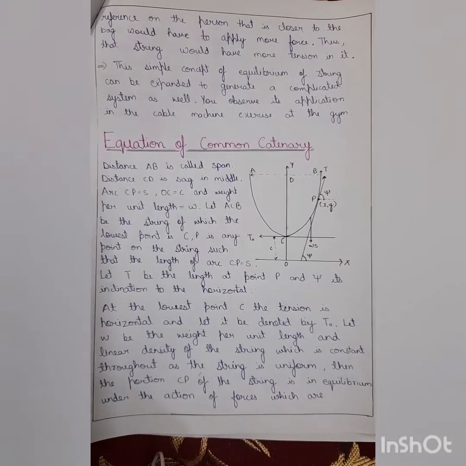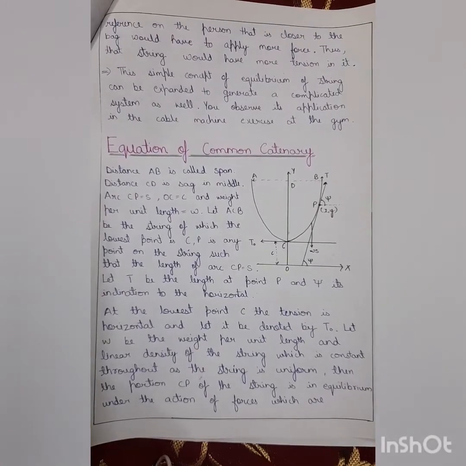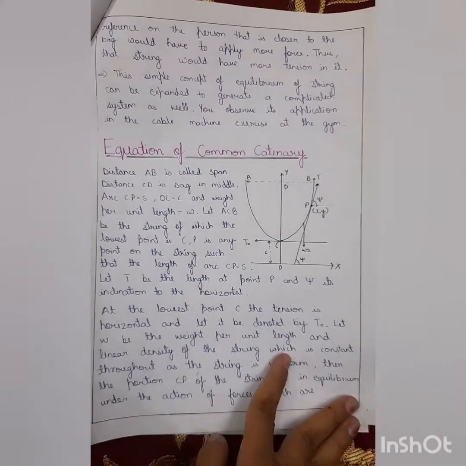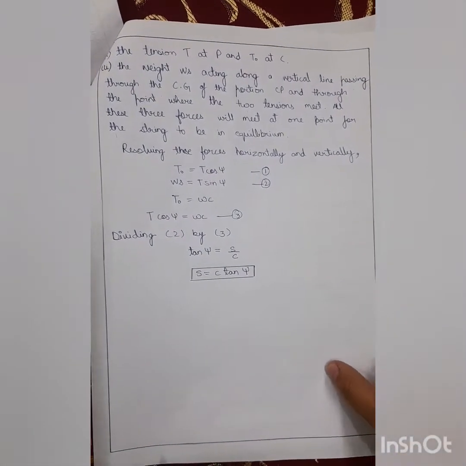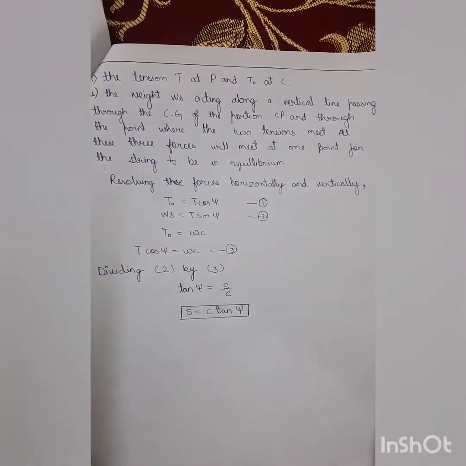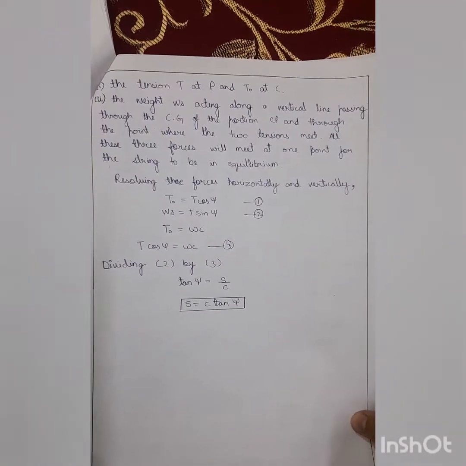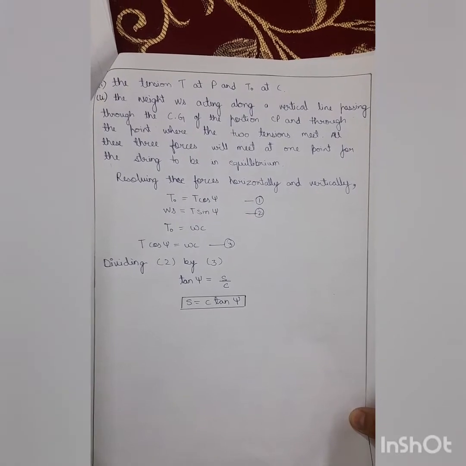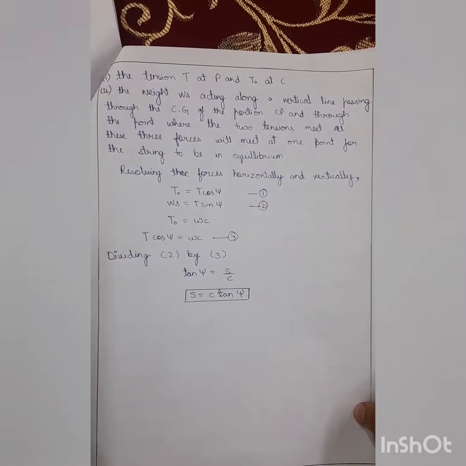As the string is uniform, the portion CP of the string is in equilibrium under the action of forces, which are: number 1, the tension T at P and T naught at C; number 2, the weight Ws acting along a vertical line passing through the center of gravity of the portion CP and through the point where the two tensions meet. All these three forces will meet at one point for the string to be in equilibrium.